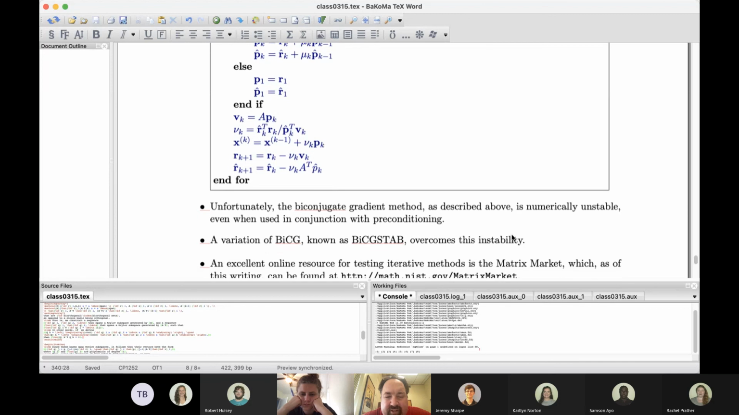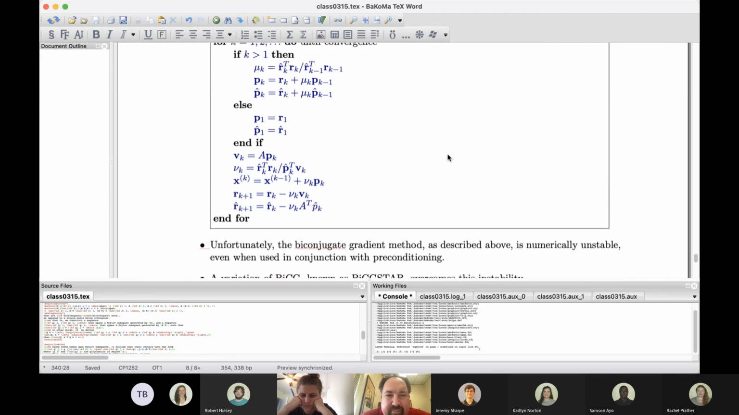People have worked on it. So Bi-CGStab is a modification of Bi-CG that makes it numerically stable. And that's still an active area of these kinds of iterative methods for unsymmetric matrices. In fact, that's the topic of someone's master's thesis in here. It's a really tough problem in the general case.